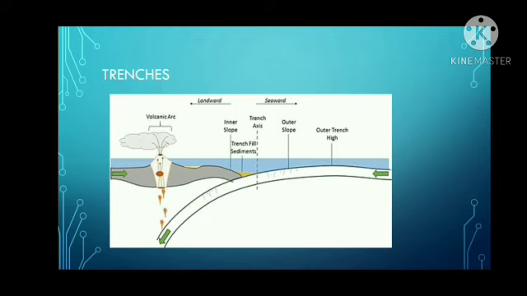So let us now proceed to trenches. As we can see in our image, oceanic trenches are topographical depressions of the seafloor, relatively narrow in width but very long in length. These oceanic features are the deepest parts of our ocean floor.